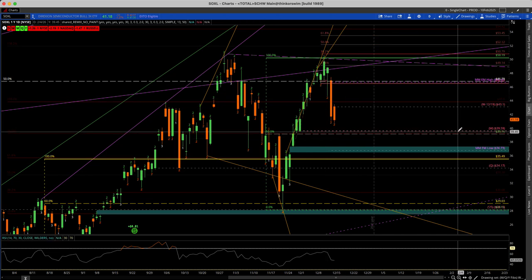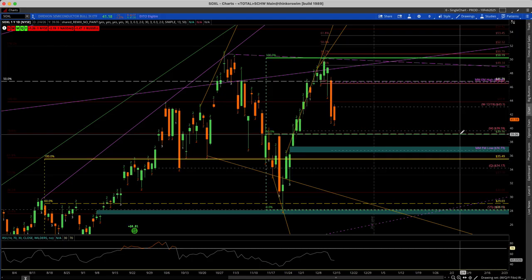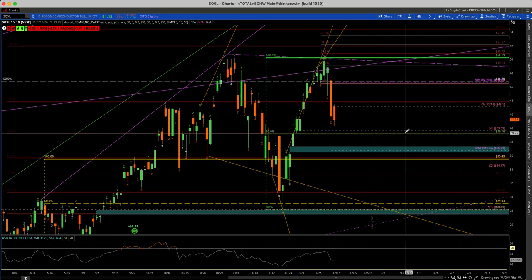We've got the month flip here at 39.59. So if we do go below that, the month is red. And last month's 50% level is right there as well.